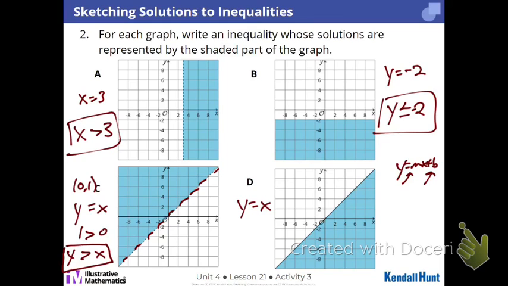The line doesn't work. So for the next one, let's grab a point from here, 0, -2. To make that true, our symbol needs to be like this, right? So y needs to be less than x, but does the line work? Yes, so I need the or equal to in this case. y is less than or equal to x.